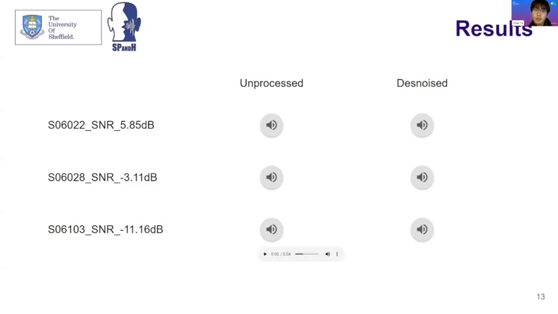And here comes the very low SNR scene. And for me, I can basically hear nothing. And here's the denoised one.